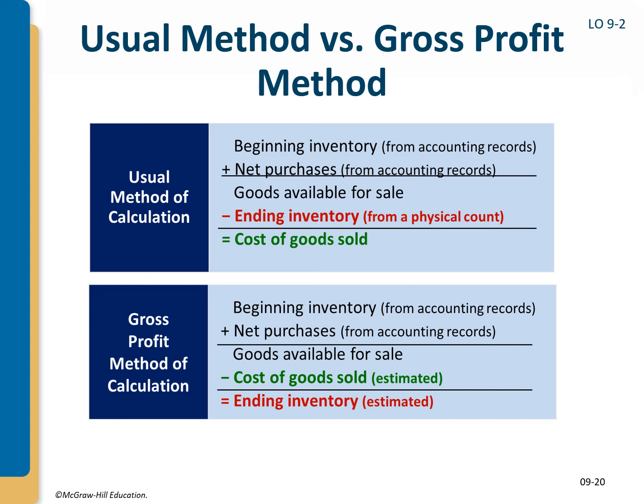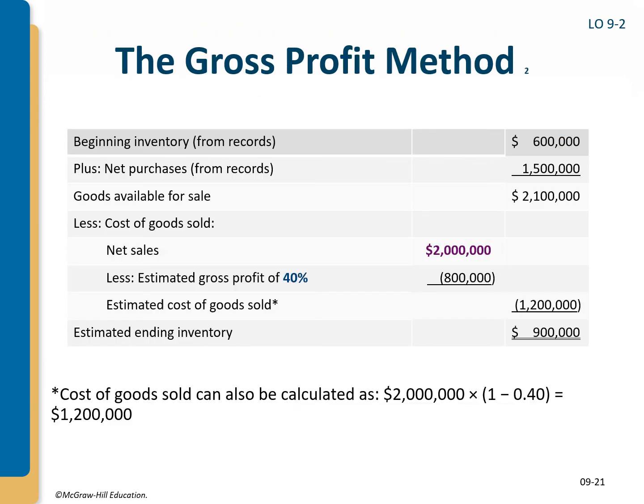Then we estimate cost of goods sold based on our sales. So we need to know how much sales revenue we had. So if we've lost all those records, you can't really use this method. That will help us estimate ending inventory. Let's see it in action.